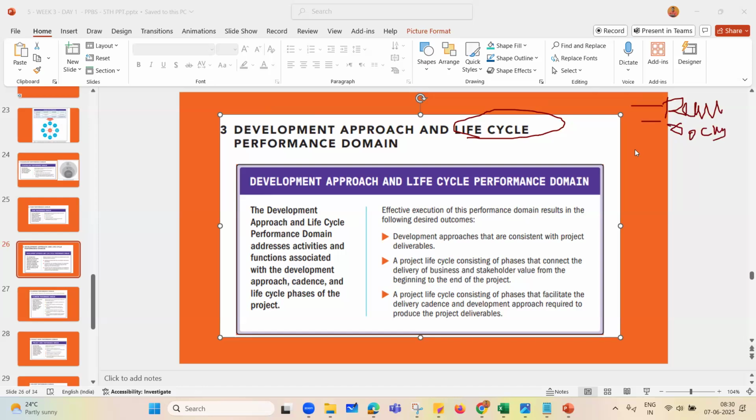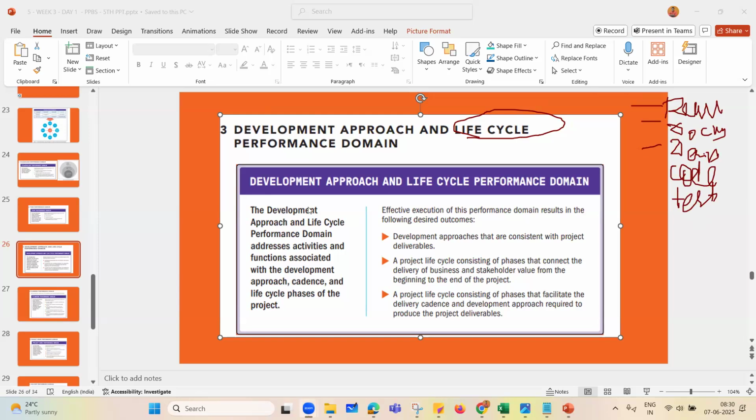Once you document it, then what happens? It goes for design. Once you design it, it goes for coding. Once you code it, it goes for testing. Once you test it, it goes for deployment. When you deploy it, it goes for support and maintenance. Are you all with me so far?